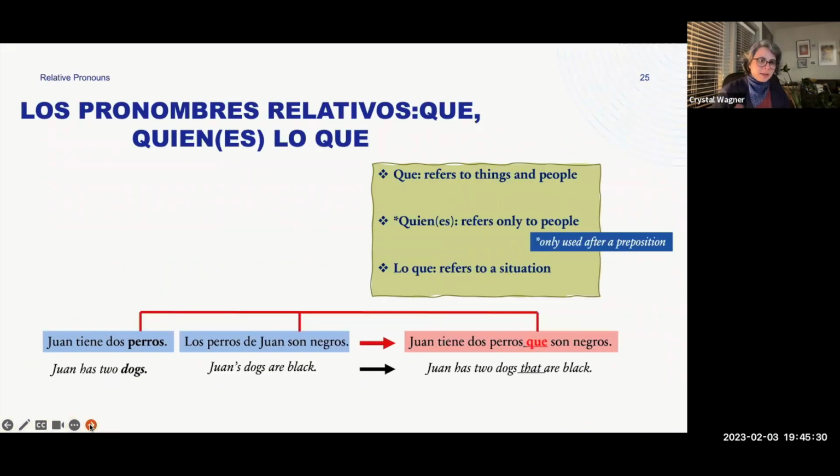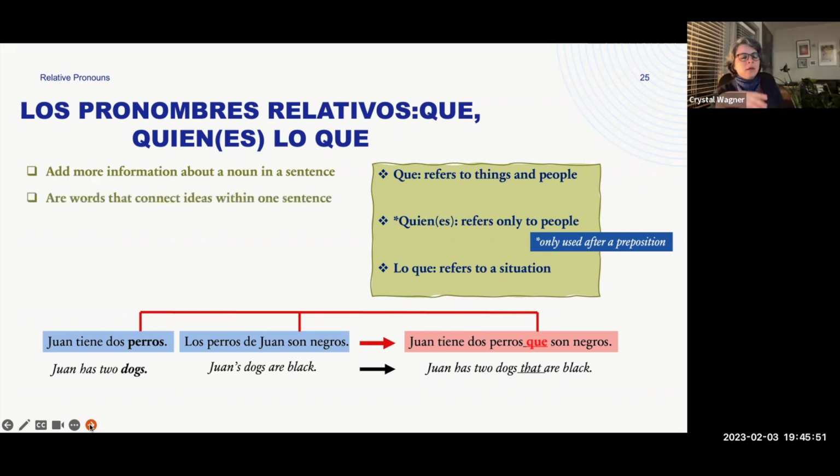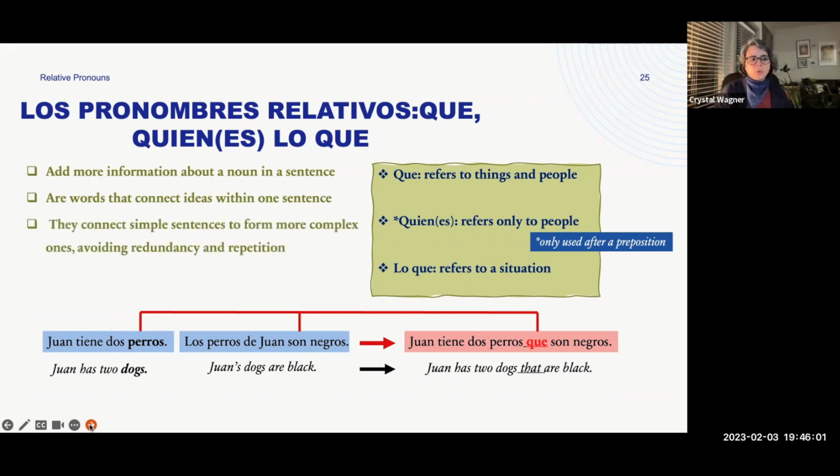Now let's change gears, cambiemos de tema a los pronombres relativos, que, quiénes y lo que. So los pronombres relativos have different uses, but mainly you can just think of them as used to add more information about a noun in a sentence. And this applies specifically to que. We're going to see why. And they also just connect ideas within a sentence. They basically take small sentences and make one complex sentence, right? So that way they can also just reduce redundancy.